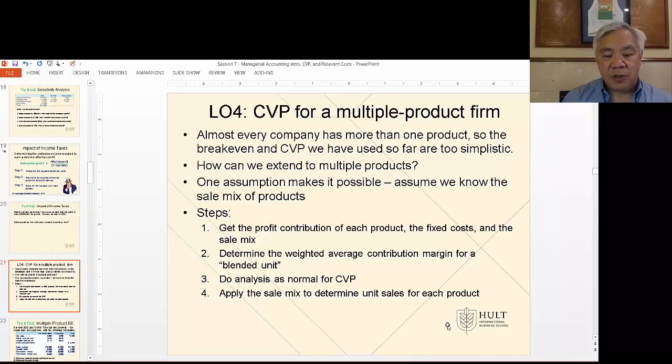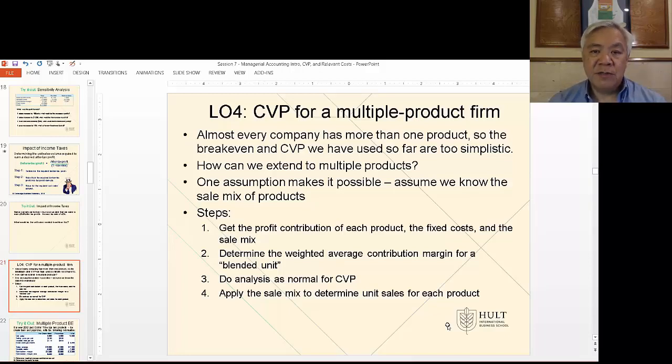The steps to make this work: we get the profit contribution first of each individual product, we get the fixed costs and the sales mix. Then we determine what we'll call the weighted average contribution margin for a blended unit. If we have 60% of one product and 40% of another product, we blend it by multiplying the contribution margin for the first product by 60, and then the contribution margin for the second product by 40, add them together, and that becomes a blended contribution margin per unit.